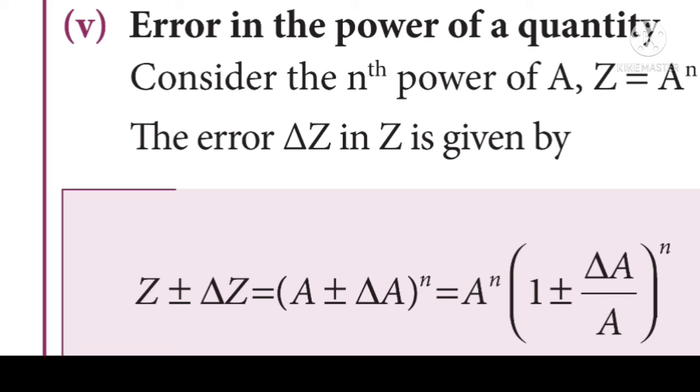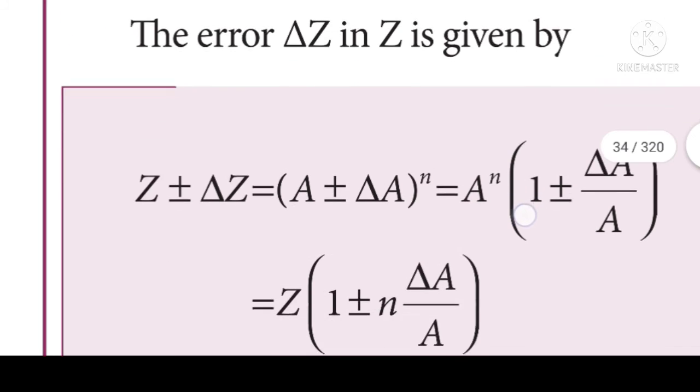Consider the nth power of A. We can write Z is equal to A power n. Hence the error del Z in Z can be written as Z plus or minus del Z is equal to A plus or minus del A the whole power n. Next we take A power n outside. Then we will get A power n into 1 plus or minus del A by A the whole power n.